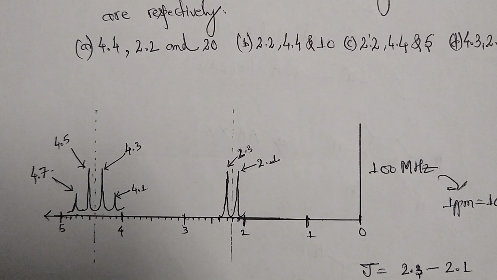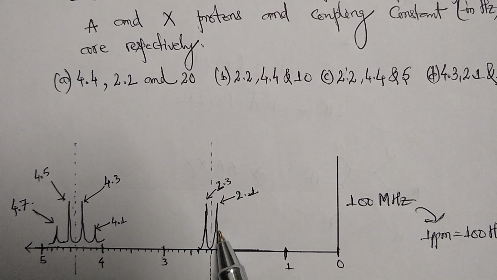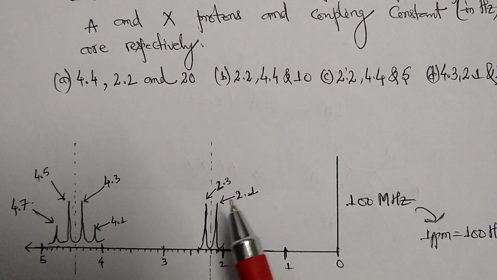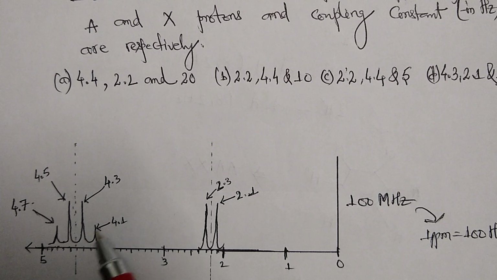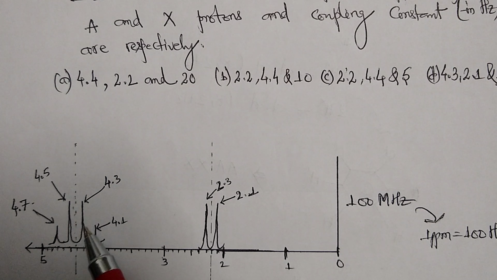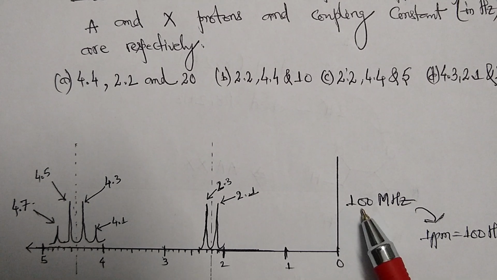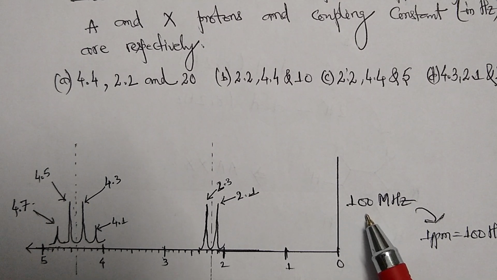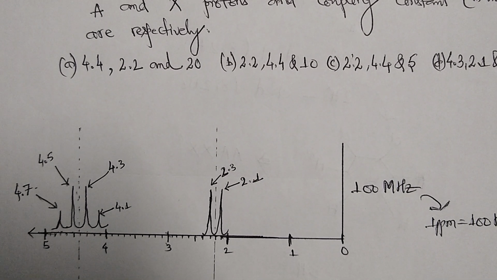Now we can represent this question in the form of multiplicity like this, where there will be a doublet around 2.1 and 2.3 with their peaks, and for 4.1, 4.3, 4.5, 4.7 they will have peaks of quartet multiplicity. So they can be represented like this on a 100 MHz instrument. Now they have asked about the coupling constant with their chemical shift value.